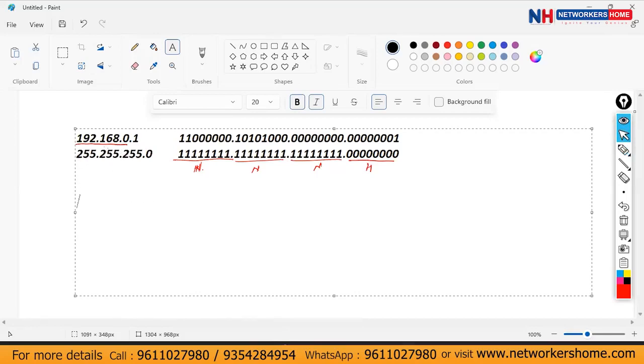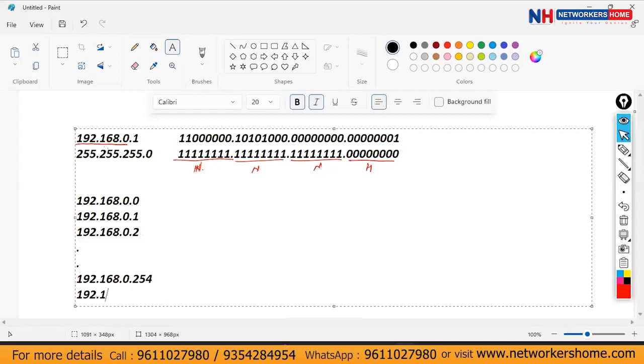So if I want to write the first address, my network part is going to remain the same, 192.168.0. Now for writing the first address, I'll take my host part to minimum. So what is the minimum value? 0. Then the second address would be, again, my network part is going to remain the same. It will be 1. Similarly, 192.168.0.2. And similarly, in the same way, 192.168.0.254. And the maximum value can be 255.